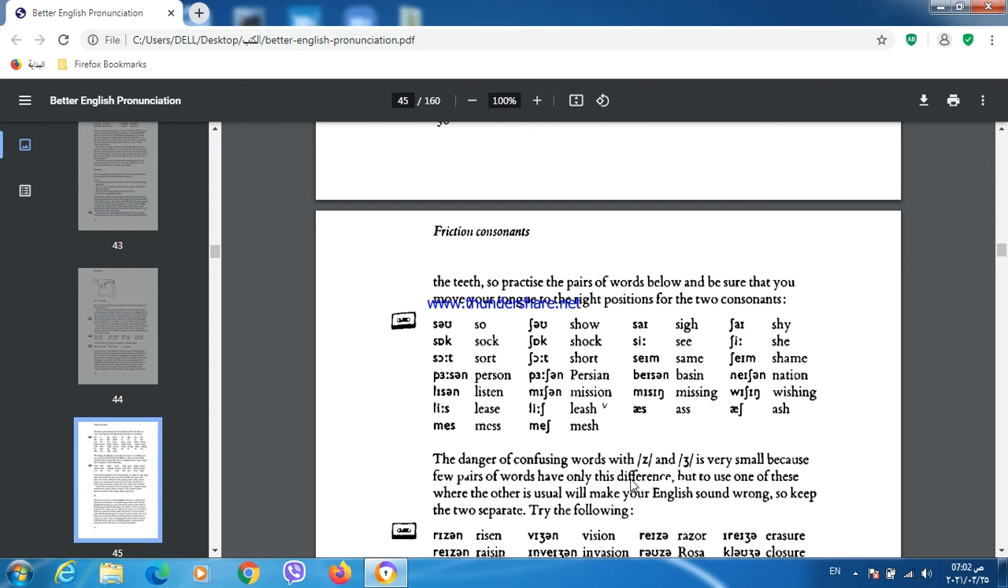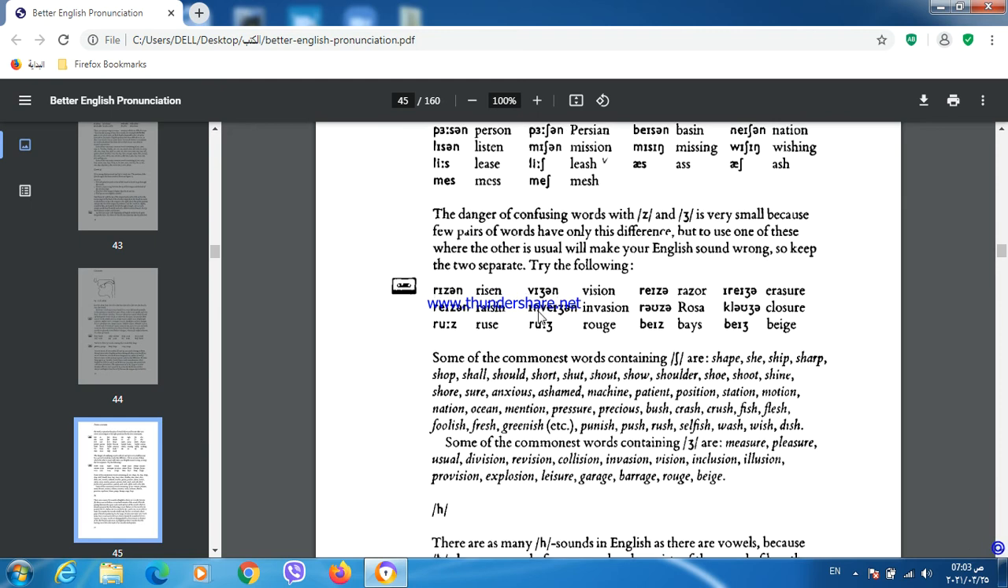and ج. لكن to use one of these where the other is usual will make your English sound wrong. لكن إذا استخدمت الز مكان الج أو الج مكان الز فراح تكون لغتك الإنجليزية خاطئة. لذلك you should keep the two separate. For example: reason, vision, raisin, invasion, ruse, rouge, razor, erasure, rosa, and closure, base, and beige.